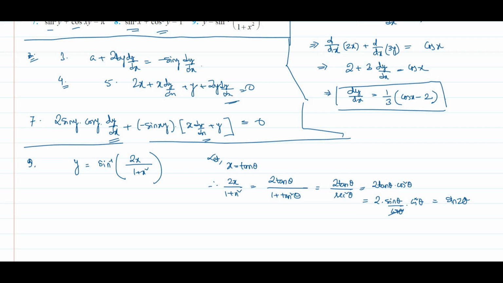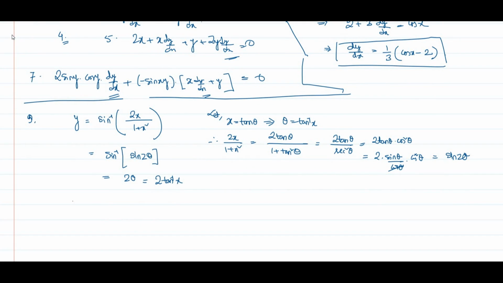So eventually, just by assuming x is equal to tan theta, you can reduce the expression 2x by 1 plus x square as sin 2 theta. Now you know that sin inverse of sin 2 theta is just 2 theta. Now 2 theta, very simply, you can write as 2 tan inverse x. To rewrite it further in a very categorized manner, you can imply theta is equal to tan inverse x. So you get y as 2 tan inverse x.